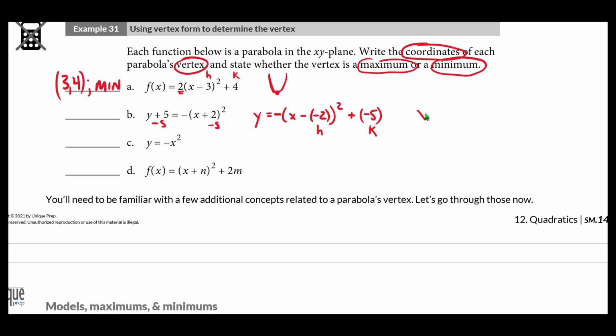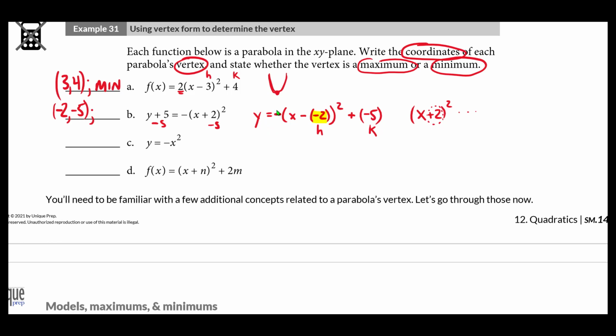Keep in mind, this is one of those cases where if you see something like x plus 2 squared and then some other stuff, you also could just think about this as taking the opposite of whatever number is here. So if you have x plus 2, you're just talking about x minus 2, which in effect does the same thing that I just did here. That's perfectly fine if you want to think about finding the x coordinate of the vertex in that way. So I know that my vertex here is going to be negative 2, negative 5. Those are my h and k values.